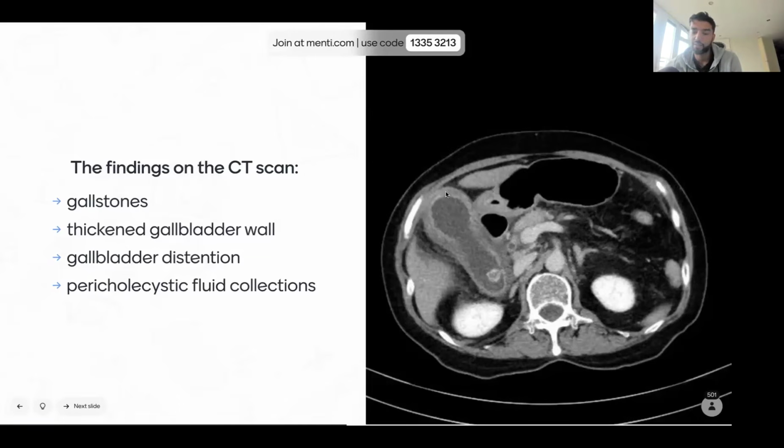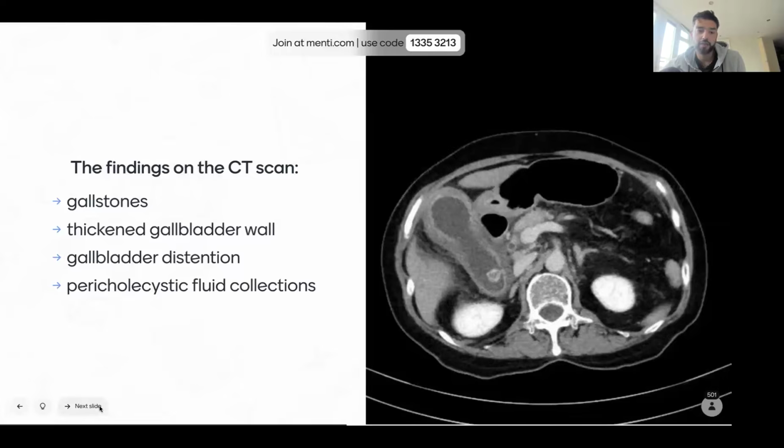But normally the gallbladder should be a lot smaller than this. The gallbladder is quite a small organ. It should only be sitting just at the front here. So it's much bigger. It's basically been blown up like a balloon. The wall of the gallbladder is quite thick, and it's got fluid within it. And you've also got this white thing here, which is something we call a gallstone.